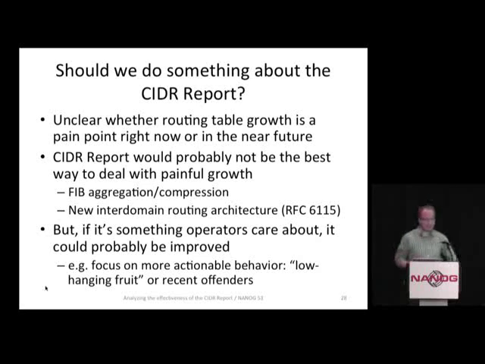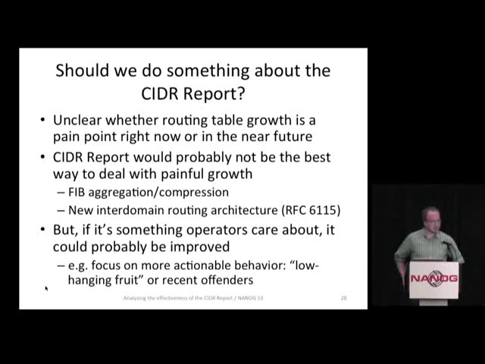So finally, seeing all this, and seeing the fact that the CIDR report maybe is not doing as much as it did, the question is, should we do something about it? I'm sure many of you have opinions about this, and I would love to hear them. But to me, it seems unclear whether routing table growth right now is a pain point, or whether it will be in the near future, given the way that routers have been re-architected, and Moore's law, and the fact that FIB and RIB slots seem to be relatively plentiful. Even if it did become painful, it's not clear to me that the CIDR report would be the best way to start dealing with this problem again.